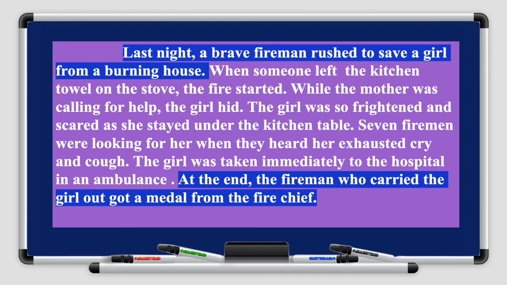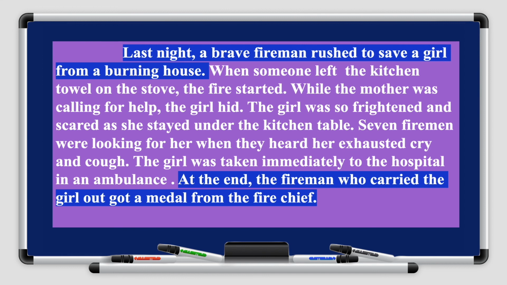Last night, a brave fireman rushed to save a girl from a burning house. Here, I have my topic sentence. When someone left a kitchen towel on the stove, the fire started. While the mother was calling for help, the girl hid. The girl was so frightened and scared, so she stayed under the kitchen table. Seven firemen were looking for her when they heard her exhausted cry and cough. The girl was taken immediately to the hospital in an ambulance. So here I have all the details and all the supporting details for my topic sentence. And finally, at the end, the fireman who carried the girl out got a medal from the fire chief.